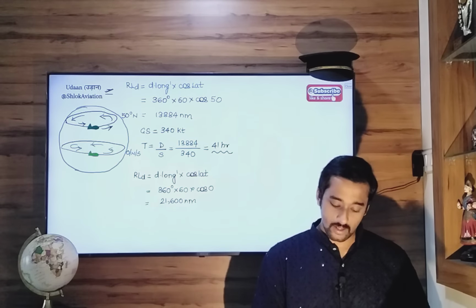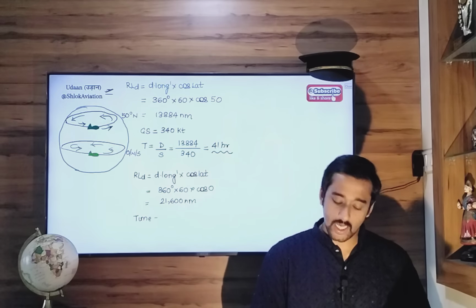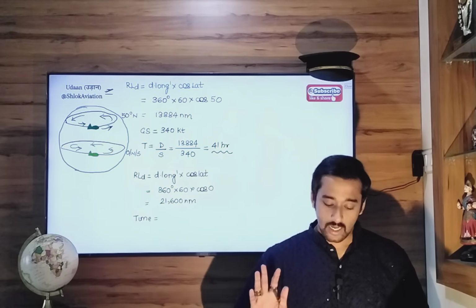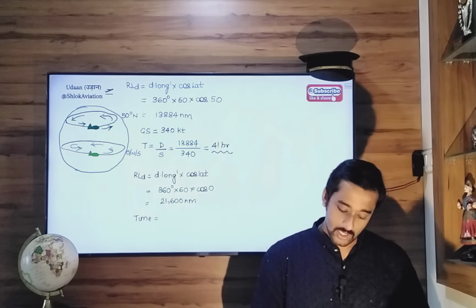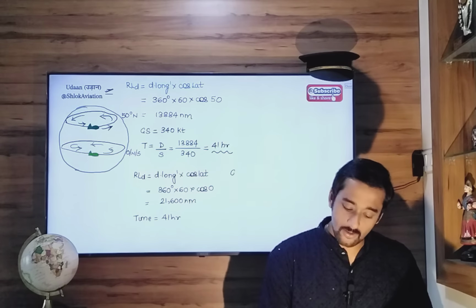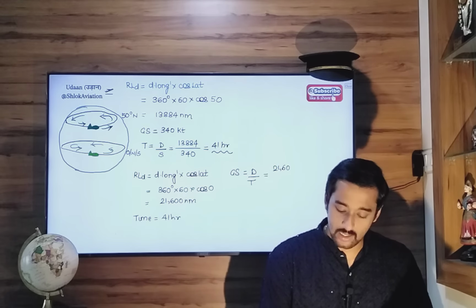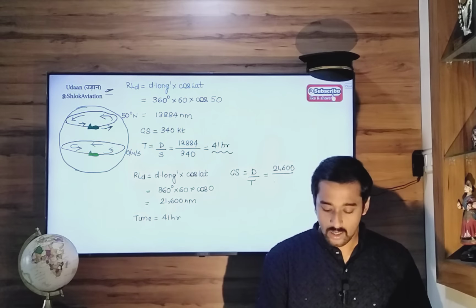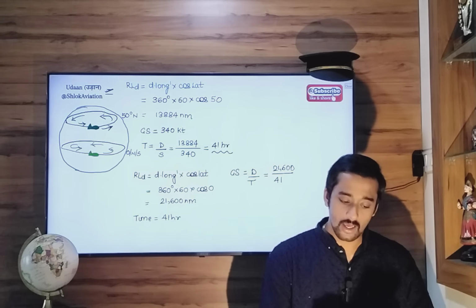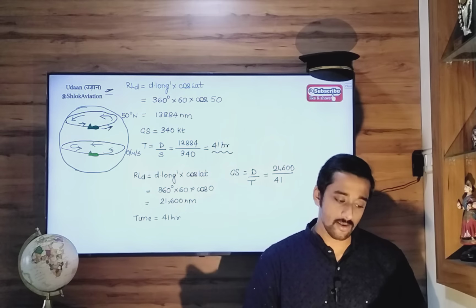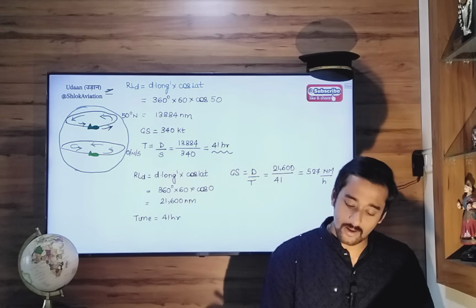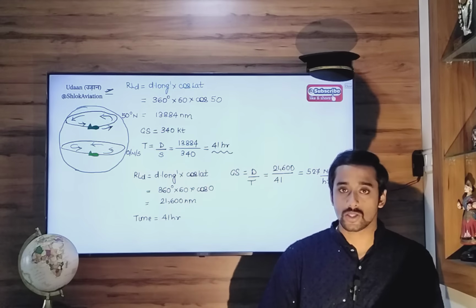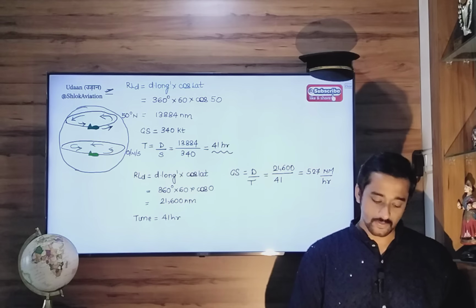The time available to this aircraft is the same journey time that was taken by aircraft number 1 in encircling the Earth at 50° north latitude. So that is 41 hours. Ground speed of the second aircraft will be distance divided by time. Distance is 21,600, time is 41 hours. So 21,600 divided by 41 is 526.8, that is 527 nautical miles per hour. So the ground speed of the second aircraft is 527 knots.